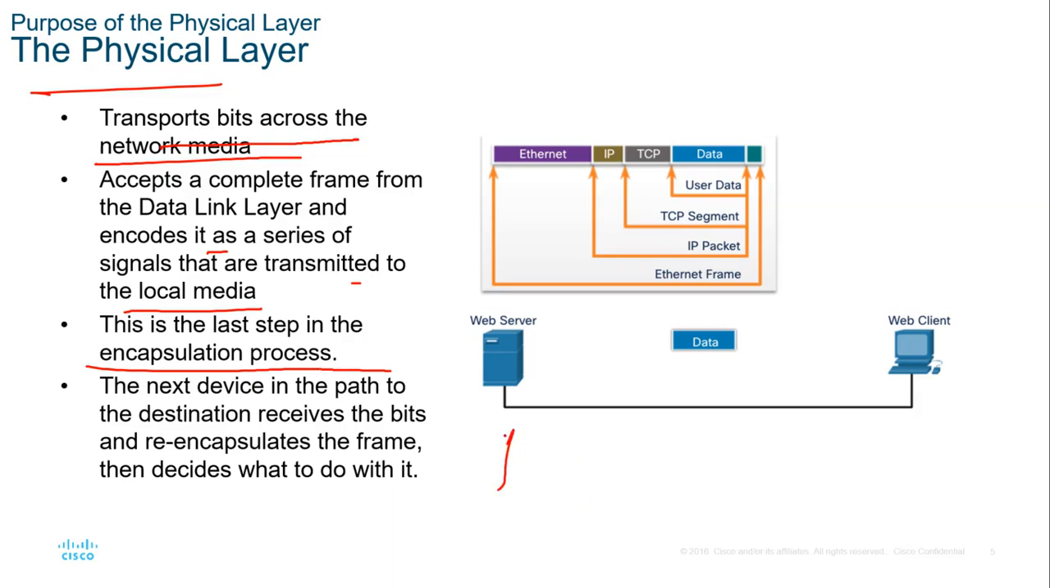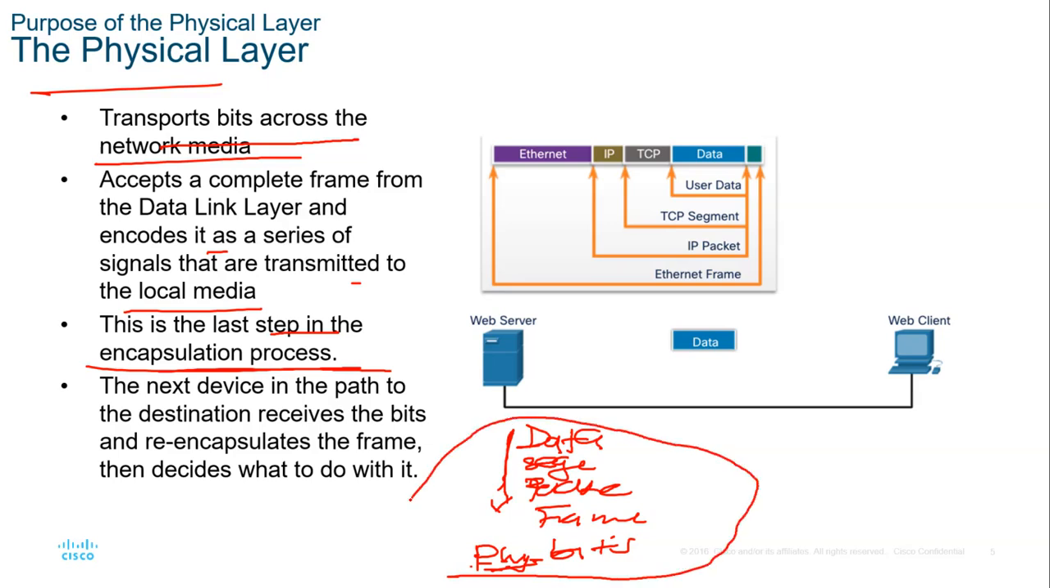Remember, in the encapsulation process, it's top to bottom. We start from data, then segment, packet, frame. So the bits are at the physical layer. That's the reason why it's the last step in the encapsulation process: from data, segment, packet, frame, and then the physical layer. You can refer to the module on the encapsulation process.